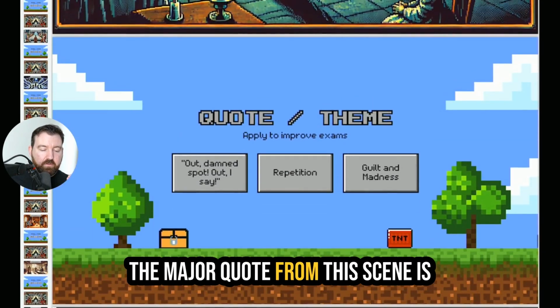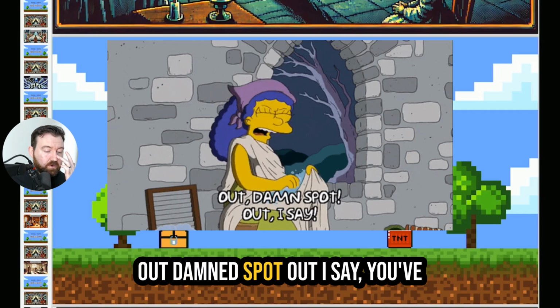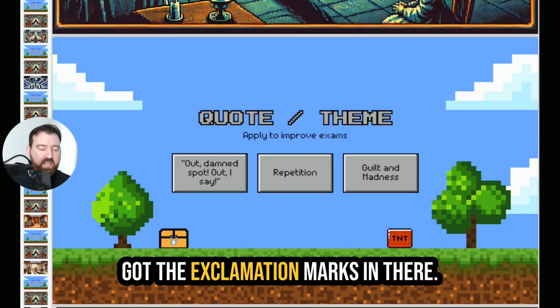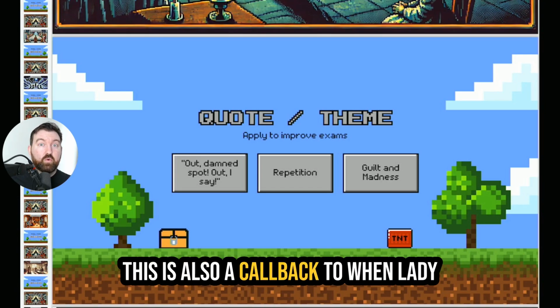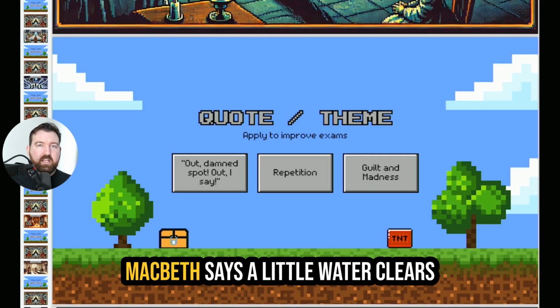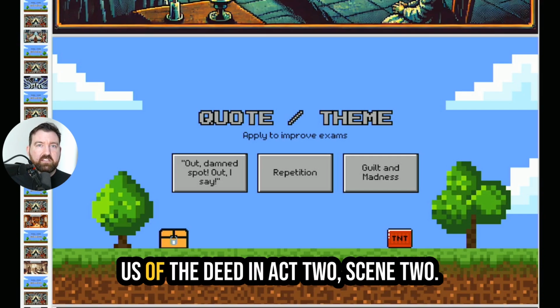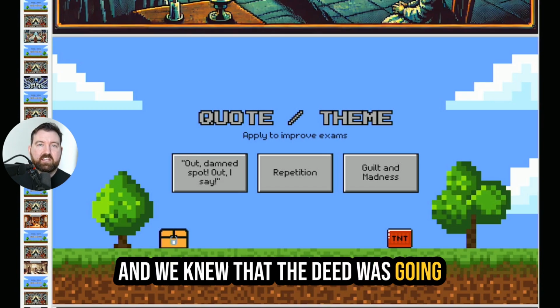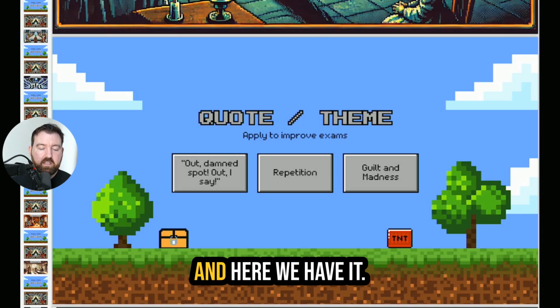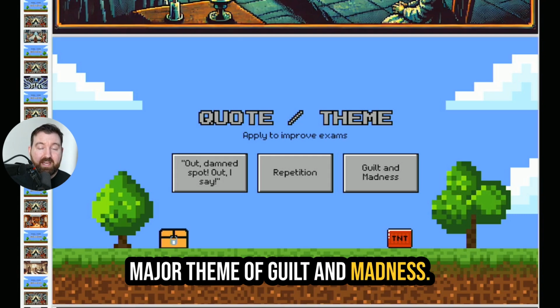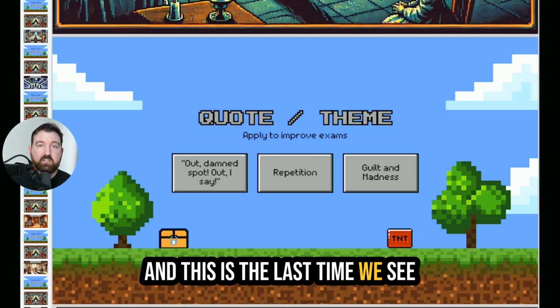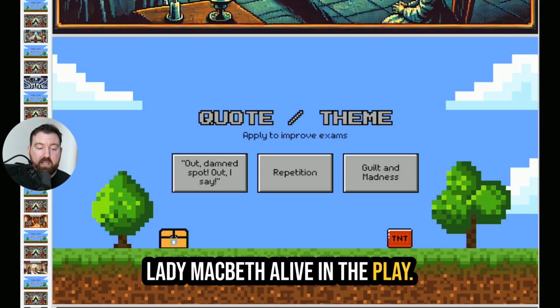The major quote from this scene is, "Out damned spot, out I say." You've got the exclamation marks in there, you've got the repetition in there. This is also a callback to when Lady Macbeth says, "A little water clears us of the deed" in Act 2, Scene 2. And we knew that the deed was going to catch up with her sooner or later, and here we have it. And this again links to that major theme of guilt and madness. And this is the last time we see Lady Macbeth alive in the play.